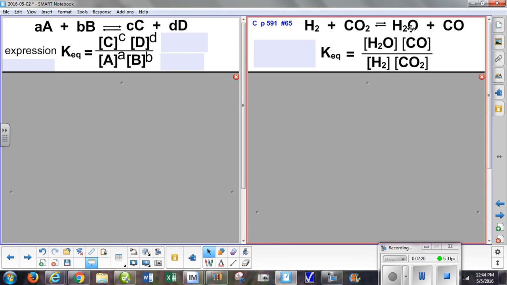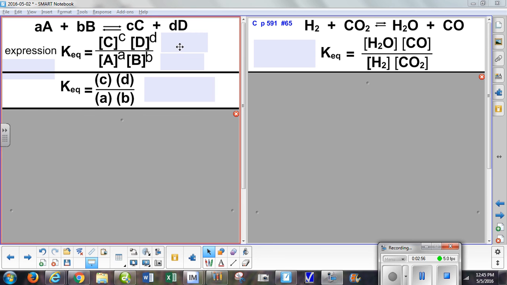Again, we get the products on the top, C and D over here, and what's on the top on the right is water and carbon monoxide. So whatever their concentrations are, they will be up here. And then the concentration of the reactants will wind up being down here. Because there's no coefficients in this balanced equation, we are not having any exponents. The exponent of each of these is only 1, and so does not need to be written.